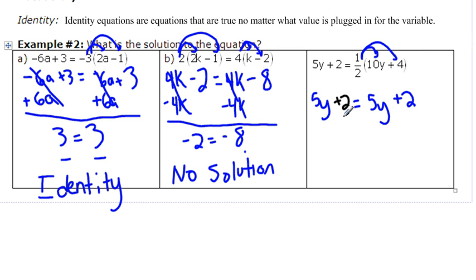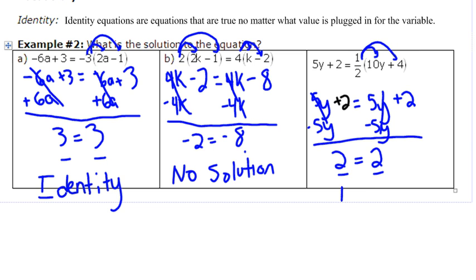There's no combining like terms, so I'm just going to move my variables to one side. I'm subtracting 5y from both sides. 5y minus 5y cancels to 0, and I'm left with 2. Over here, 5y minus 5y cancels to 0, and I'm left with 2. Since my variables canceled out, and it's the same number on each side of my equal sign, again, that means it's an identity.